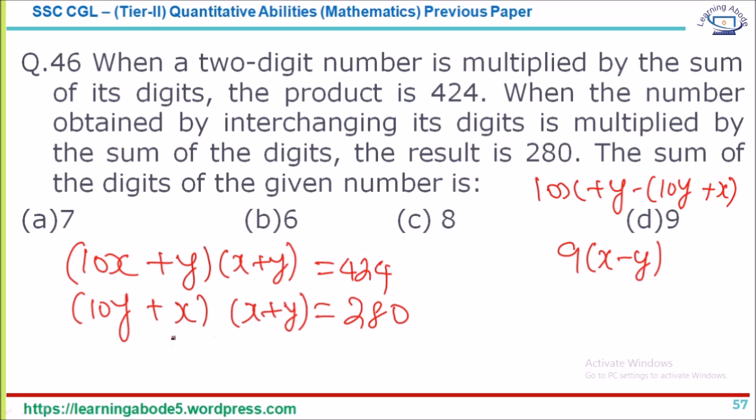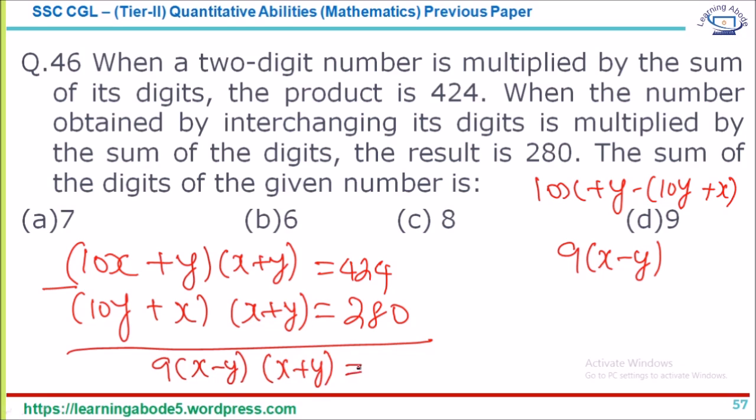Now if you take the difference between these two, what you will get is 9 into x minus y, into x plus y. Now that is equal to 424 minus 280. So x plus y is common. 9 into x minus y into x plus y is equal to 144.